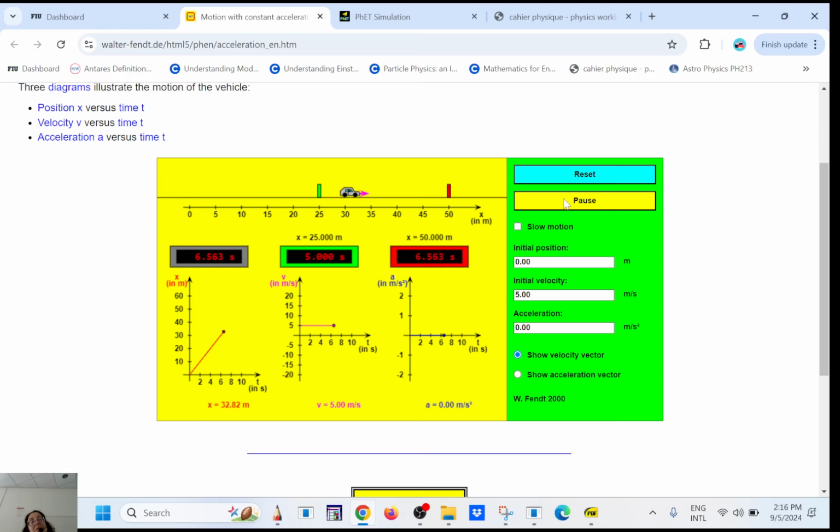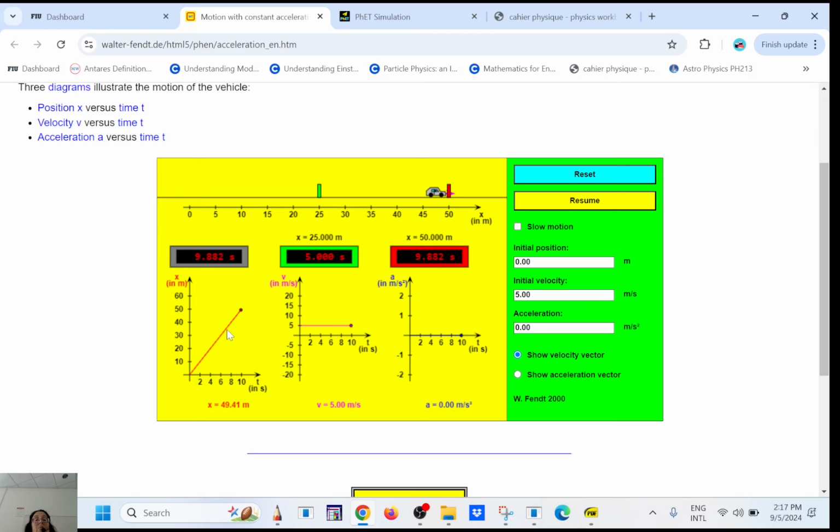So it's moving at a constant speed, right? So what is the acceleration? 0. The velocity is 5. What about the position? It's increasing, right? So you're moving away from the origin.